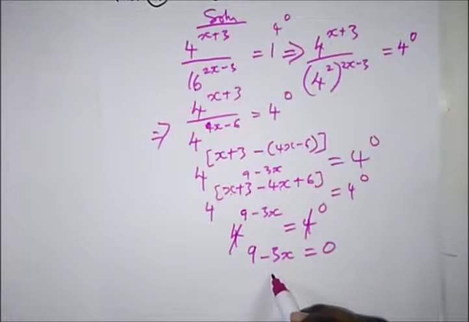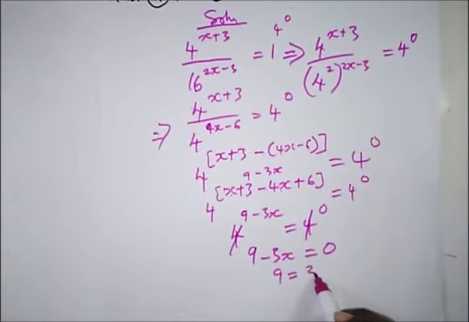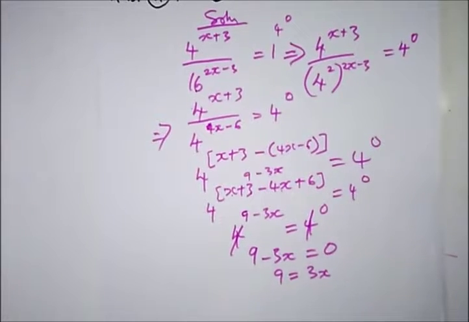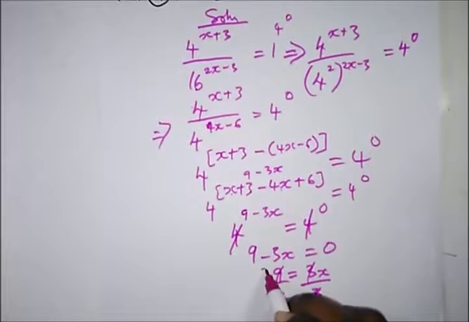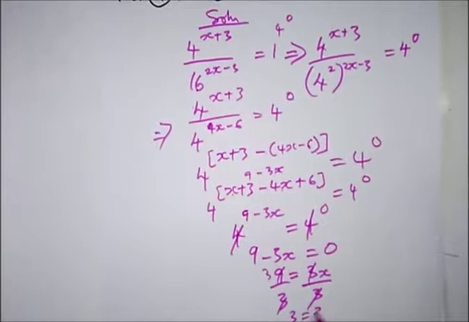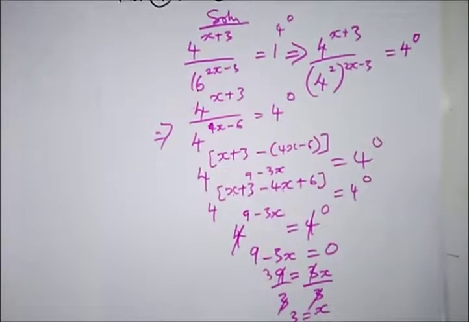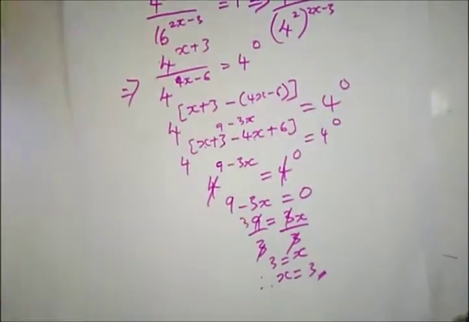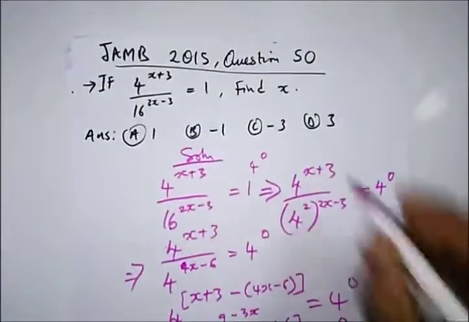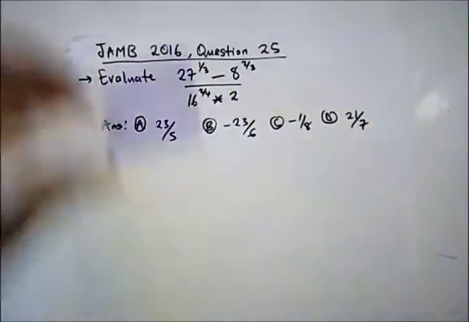Take this to the other side. We have 9 equal to 3x. When you take minus to the other side, it turns to a positive. Let's divide both sides by 3. This will cancel, and this will give us a 3. So 3 is equal to x, also meaning x is equal to 3. So our answer is 3, which is the correct option here, option D.